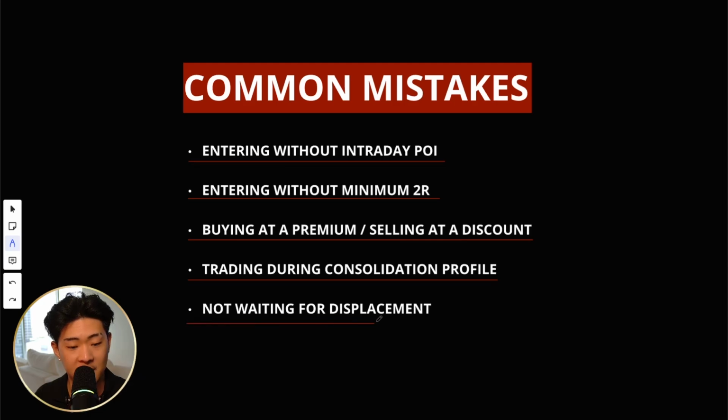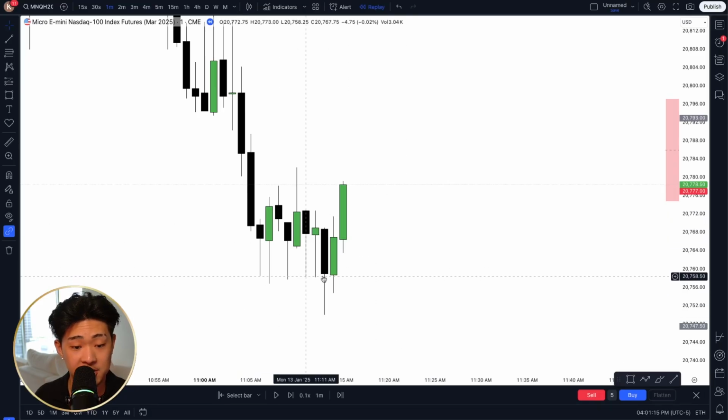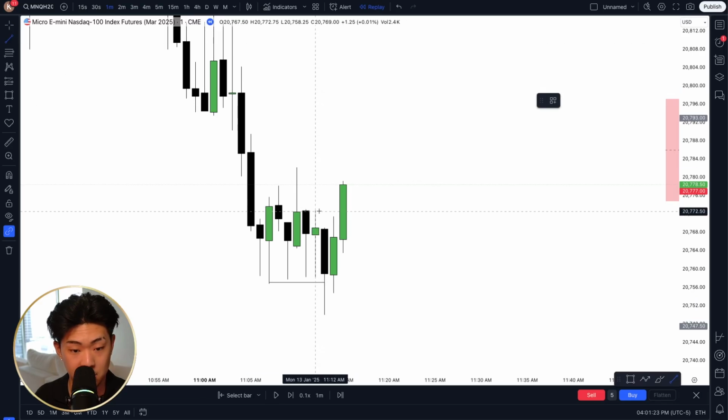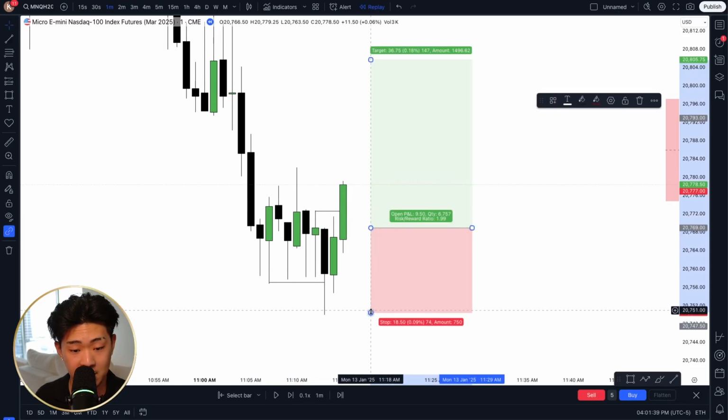And the last common mistake to consider is not waiting for displacement. So this could either be from your IFEGs or your 2022 models. As we can see here, price has swept these lows down here, giving us some liquidity, and it also looks like price has made somewhat of a market structure shift. We also left an order block. We should be able to long this when it gets back down here, stop below here, and target the high.